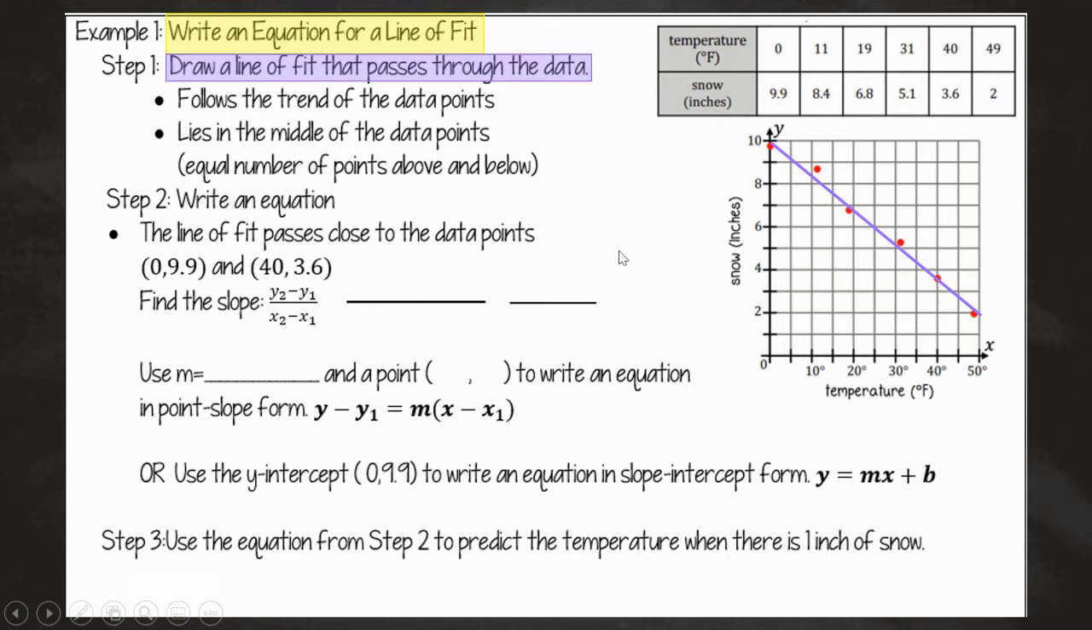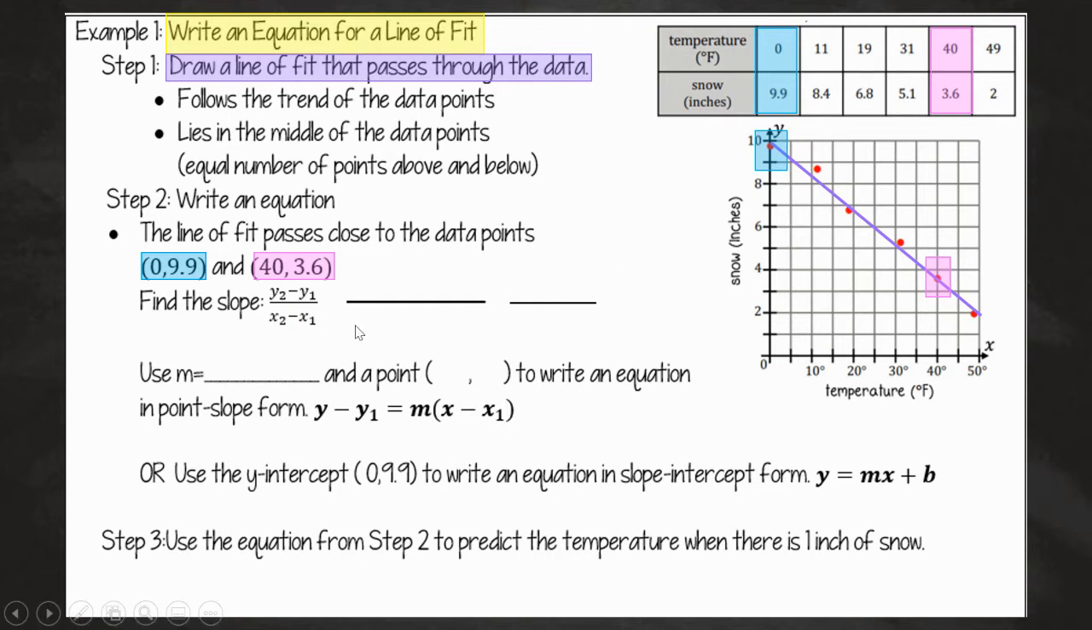Now we need to write an equation of the line of fit, and it passes through the data points 0, 9.9, and that's this point right here on our graph, and this ordered pair that's listed in our table. The other point we're going to use is 40 and 3.6. So see how that point falls directly on the line? Well, that point I know is 3.6 because it tells me that information in the table. So those are the 2 points that I'm going to use to find the slope.